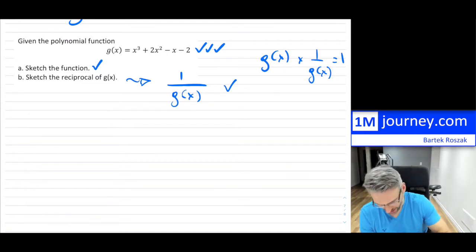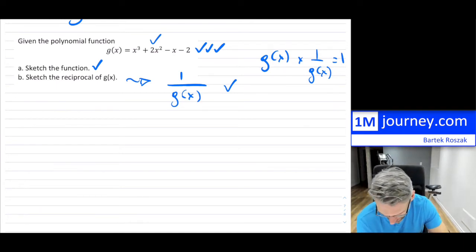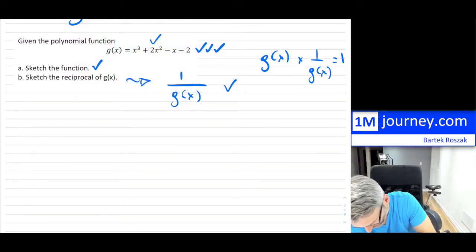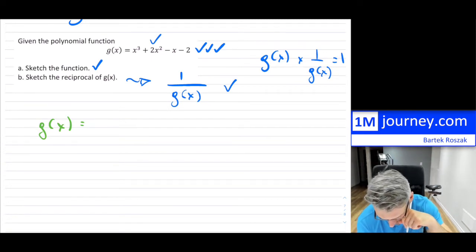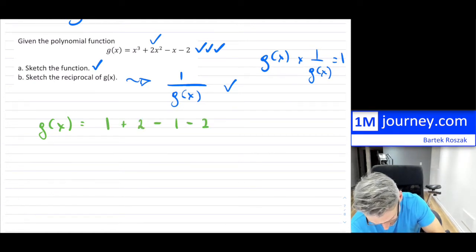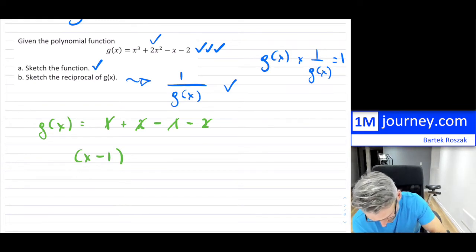So we're going to have to try to plot this out. I just hope we can factor this in some way. Okay, so let's see if we can factor it. So g of x equals, in factoring, I'm going to be guessing here. 0 won't work because we have the -2 at the end. Let's try 1: 1 plus 2 minus 1 minus 2. Oh, that works. Okay, so x minus 1 is one factor.